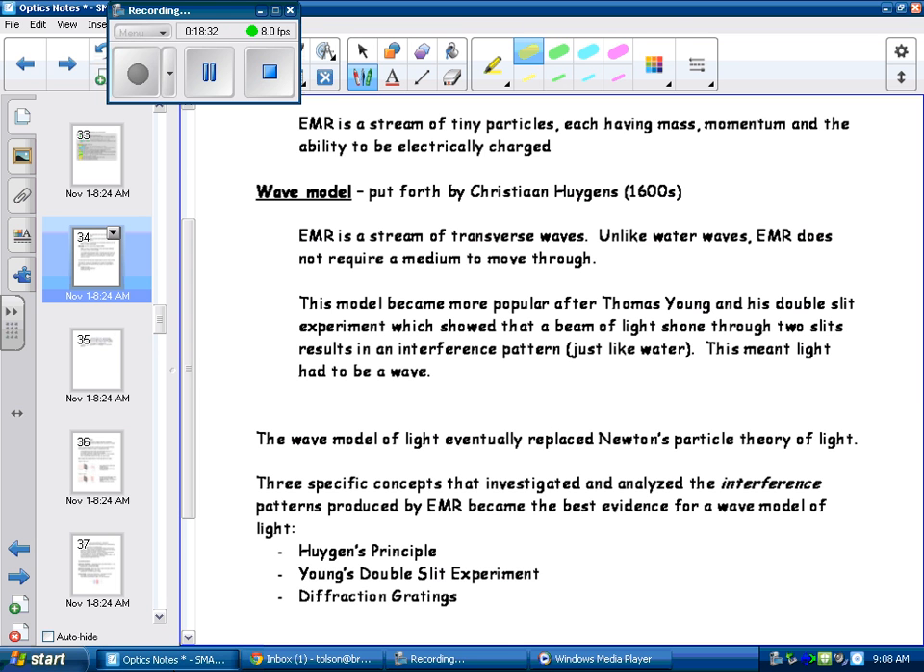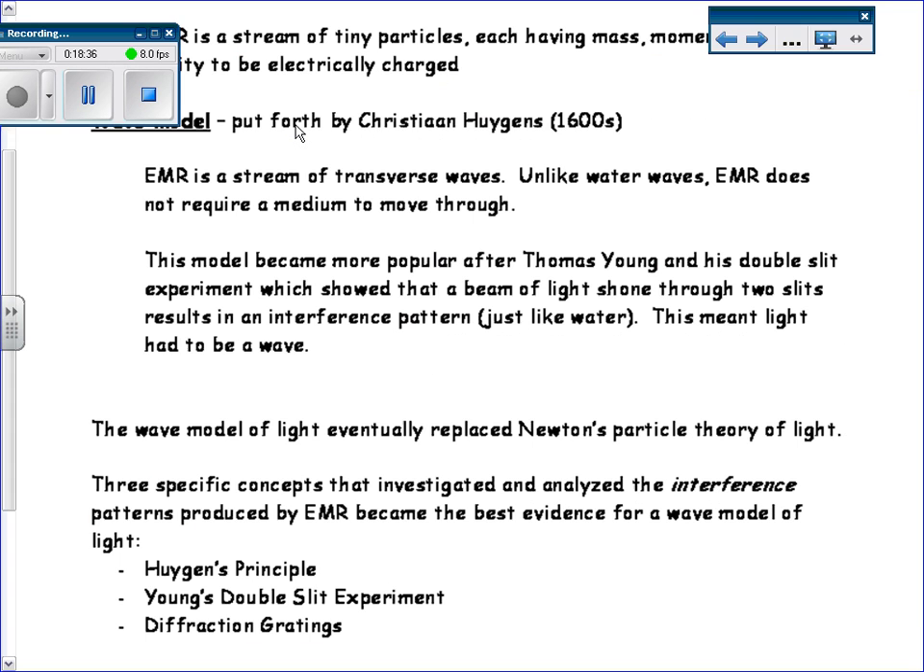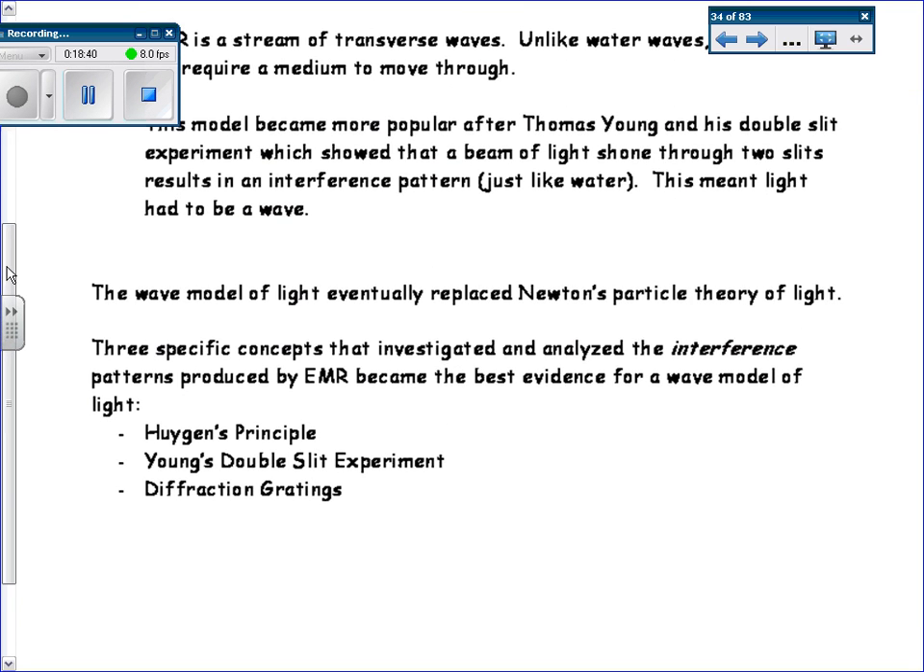So the wave model of light replaced Newton's particle model of light. Three very specific concepts or experiments led to the rejection of light being a particle and instead being a wave: Huygens' principle, Young's double slit experiment, which was talked about in the video and which we'll discuss in more detail, and the invention of diffraction gratings, which is what's in those glasses.